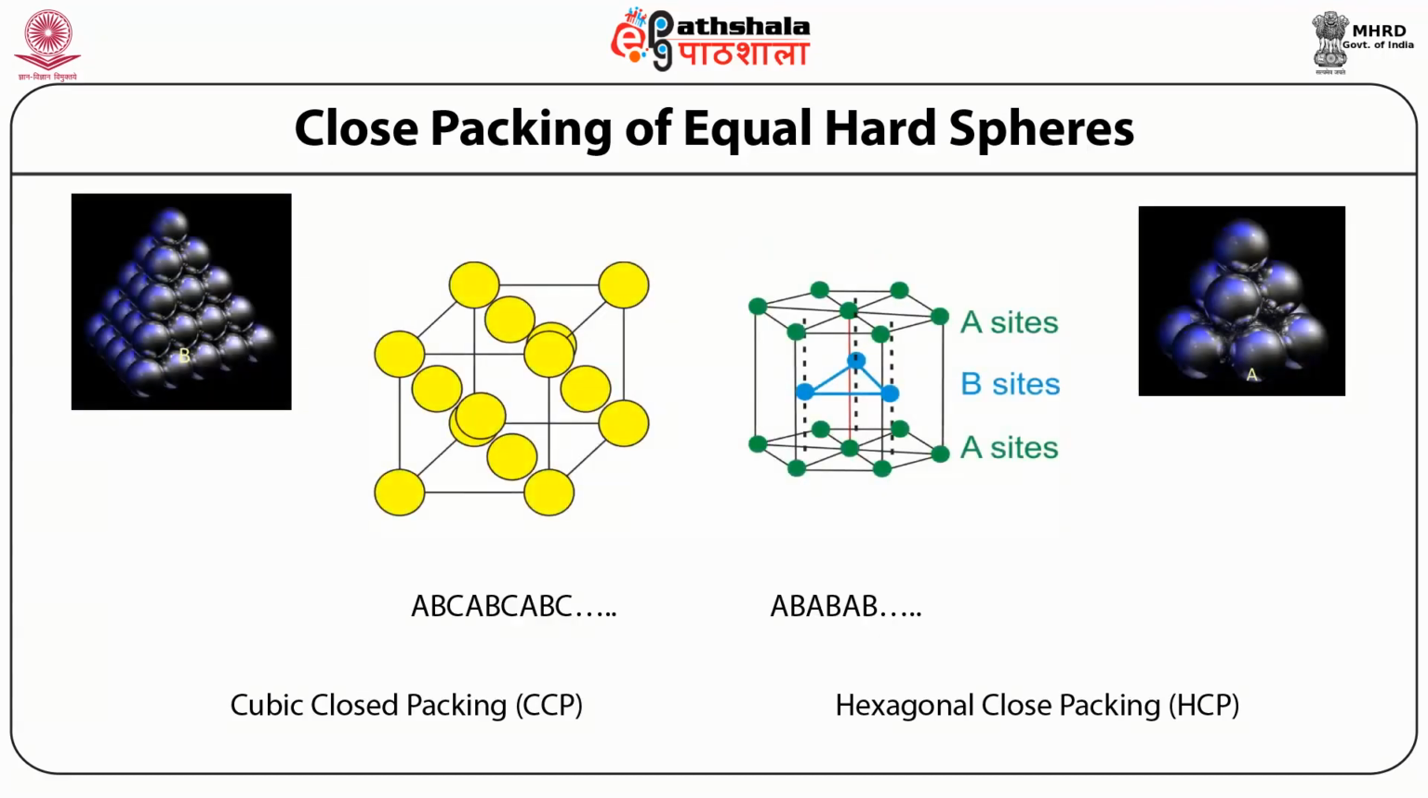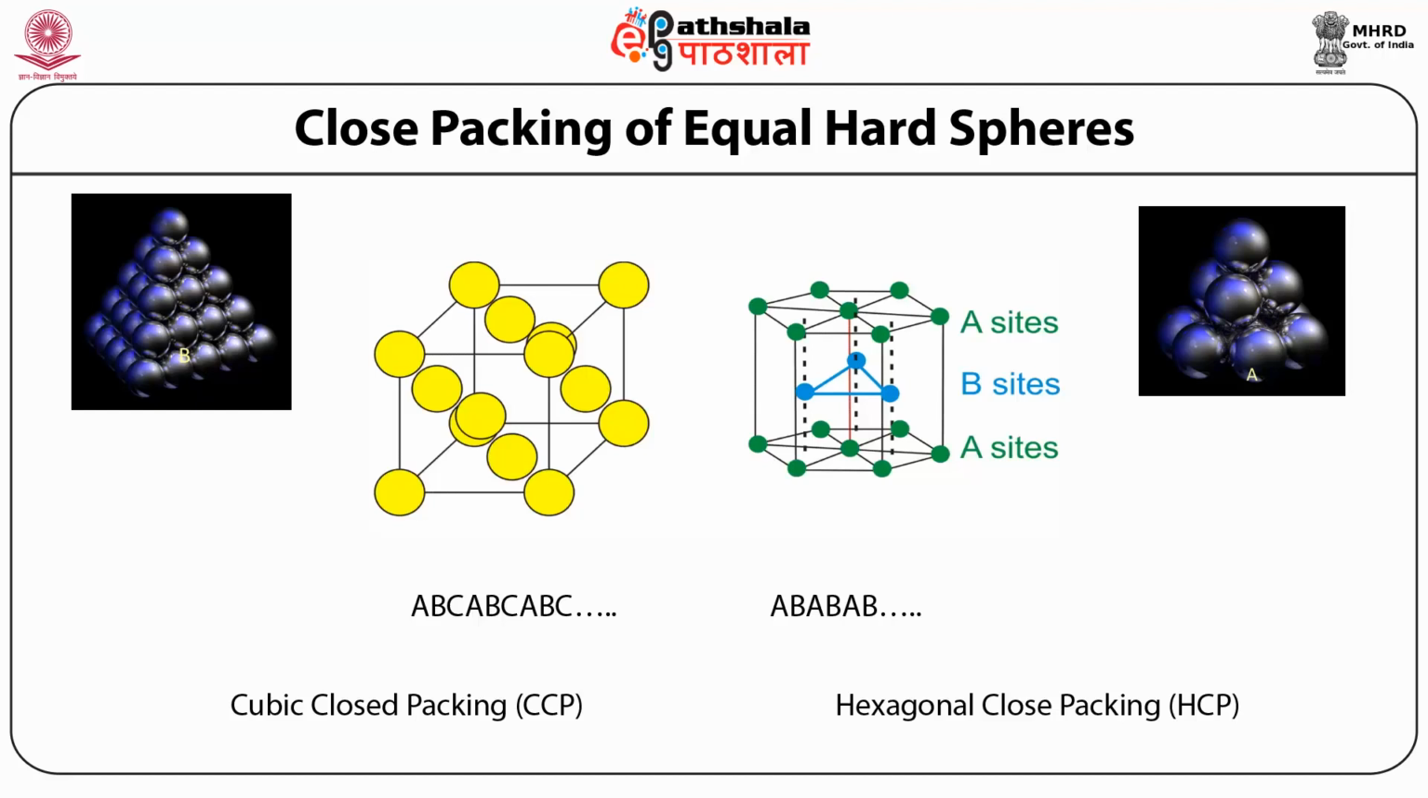So students, you can see the images and figure of CCP, that is cubic close packing, and HCP, that is hexagonal close packing figures, where you can see the arrangement in three dimensions. In case of cubic close packing, three different layers overlapping one on another are formed, that is ABC, whereas in case of hexagonal close packing, an arrangement of two layers is formed, that is AB.